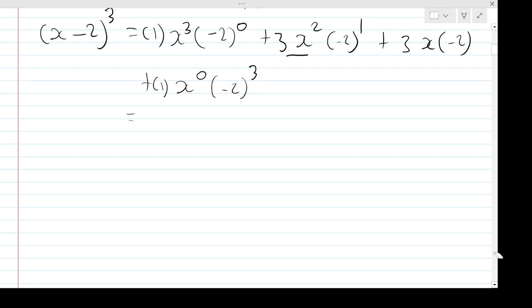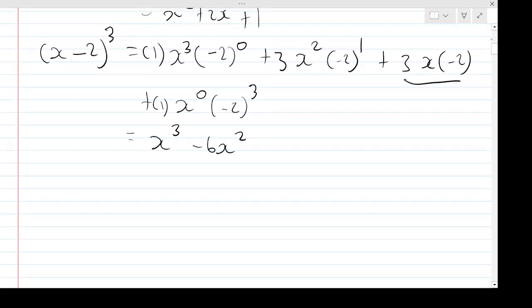Well, 1x cubed times minus 2 to the 0, that would just be 1. So simply we get x cubed. Then we have 3x squared times minus 2, so that'd be minus 6x squared. Then we have 3x times minus 2 squared. That should be a squared there, apologies. So minus 2 squared is 4, and 4 times 3 would be 12. So we get 12x. Then lastly we have 1 times x to the 0, which is 1, and 1 times minus 2 cubed, that's minus 8.